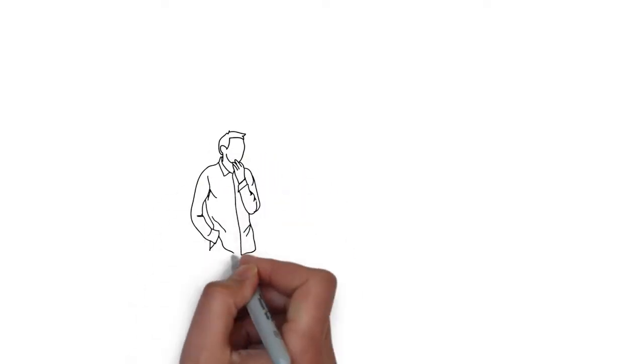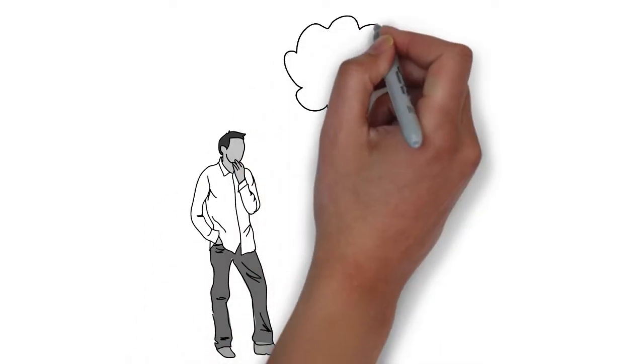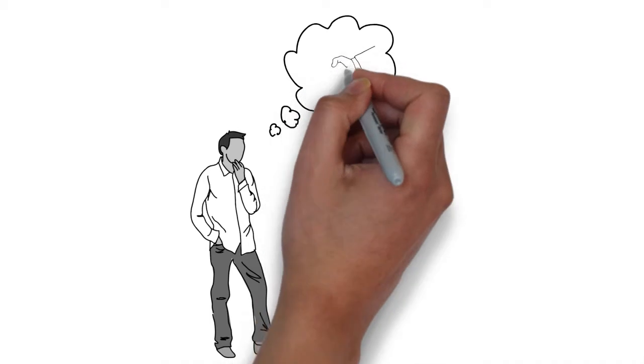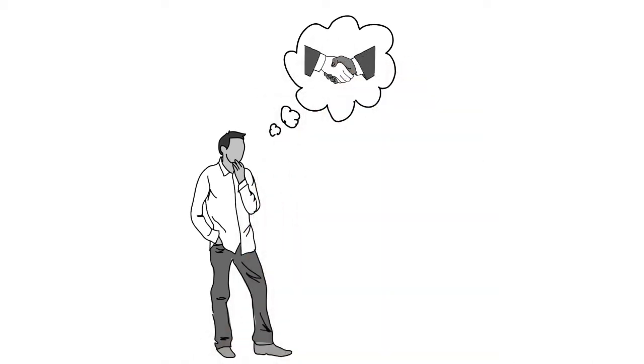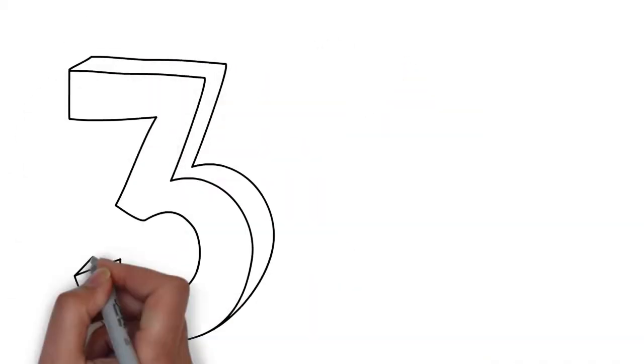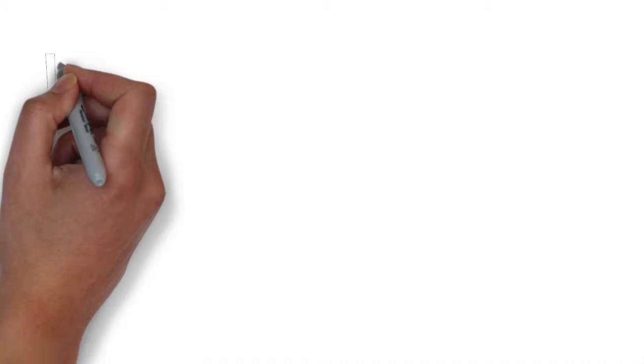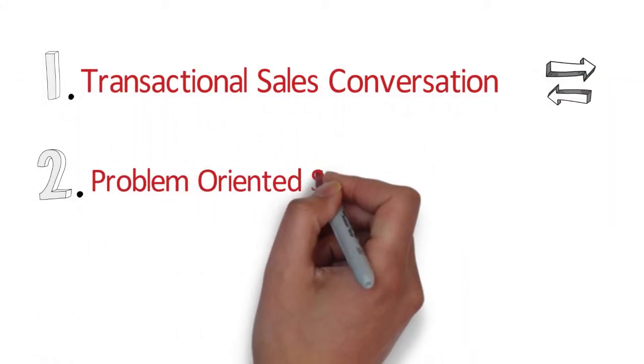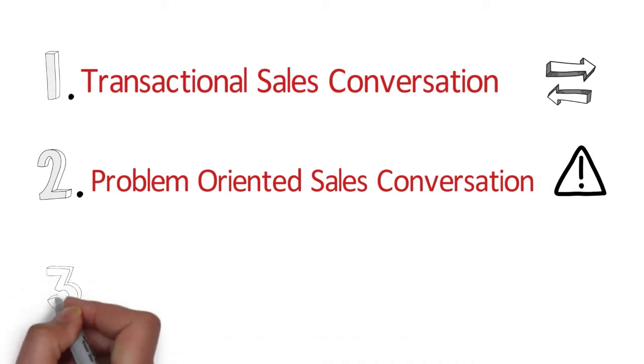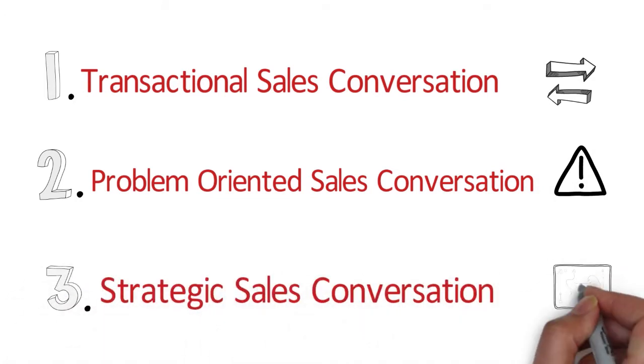If you don't understand the type of sales conversation you're having, you may miss some interesting and potentially big opportunities. There are three types of sales conversations in a one-to-one or even a one-to-several people sales environment. The first type is a transactional sales conversation. The second type is a problem-oriented sales conversation. And the third is a strategic conversation.